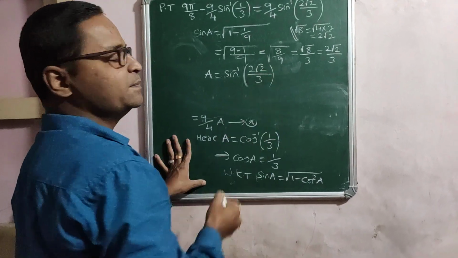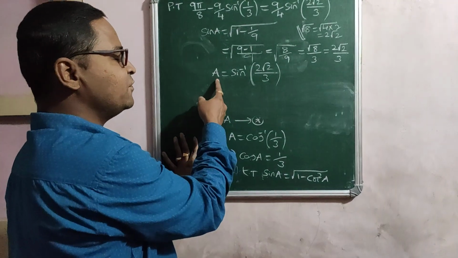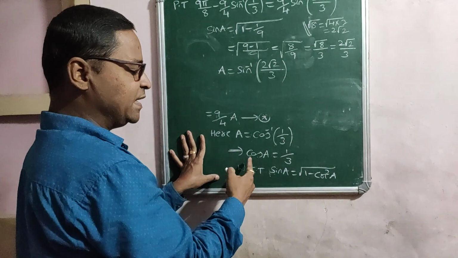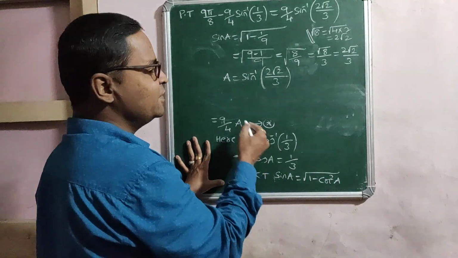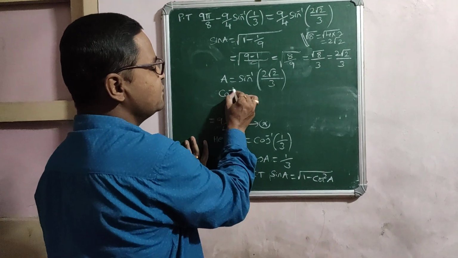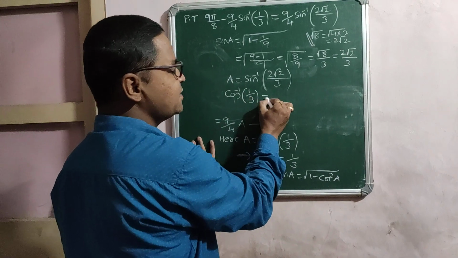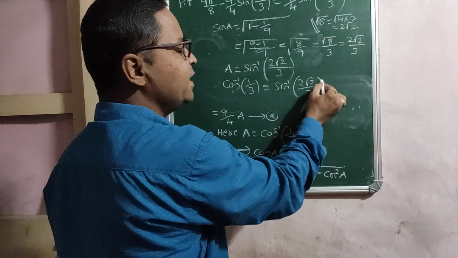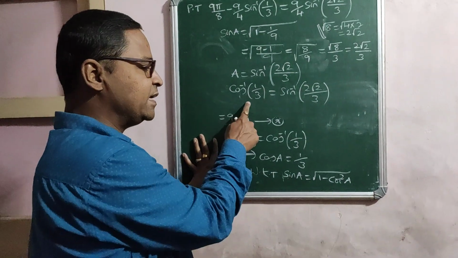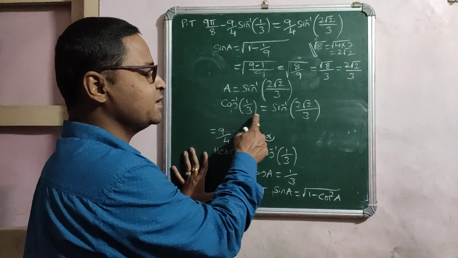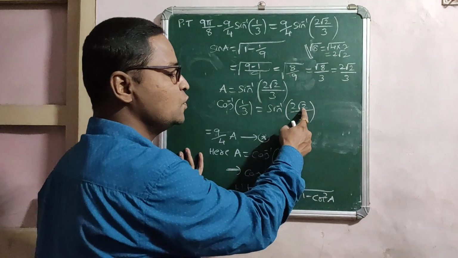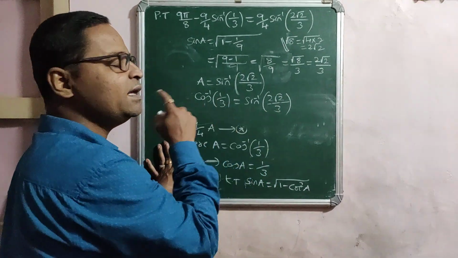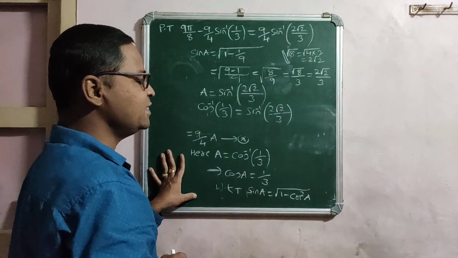So therefore here we write the value of a as sine inverse of 2 root 2 divided by 3. What is the value of a we have assumed? We have assumed the value of a as cos inverse of 1 by 3. So cos inverse of 1 by 3 is nothing but sine inverse of 2 root 2 divided by 3. Now we will replace cos inverse of 1 by 3 as sine inverse of 2 root 2 divided by 3 in the equation star.